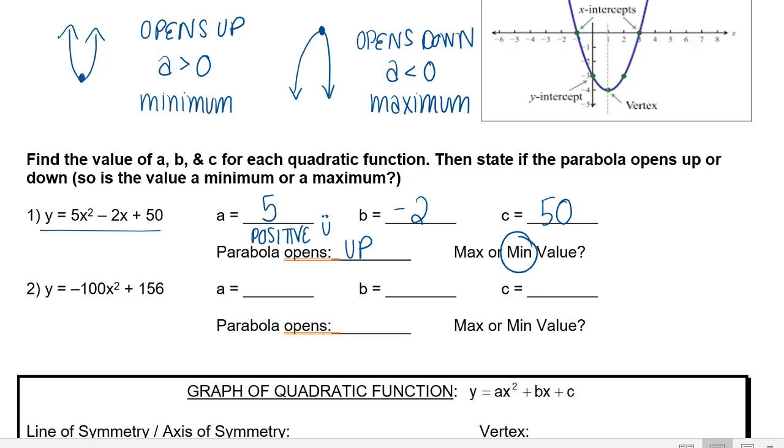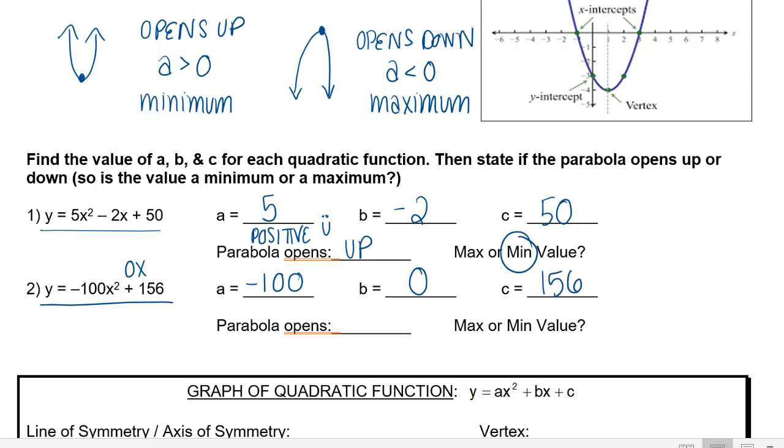and then we'll have a minimum value. All right, same idea in this next one. We have y is equal to negative 100x squared plus 150. A value is whatever is in front of that x squared, so we have negative 100. B value is whatever is in front of the x. In this case, we have no x term. Technically, we have a 0x in there, so we don't include it. So b value is 0, and then c is 150.